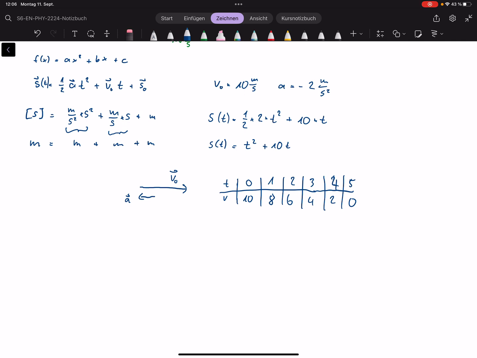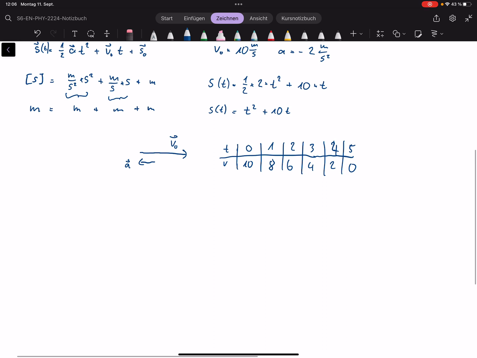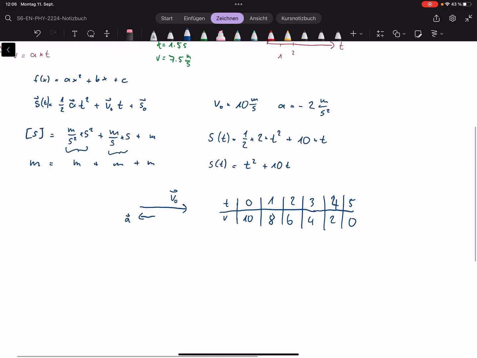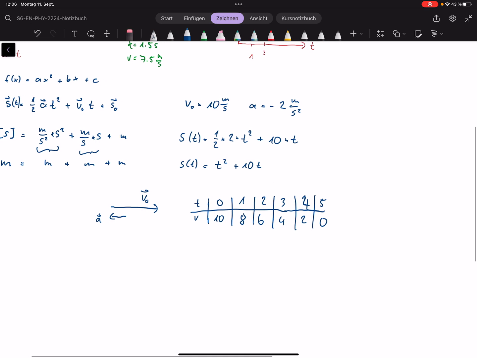Now, oh, I forgot something here. Maybe you've noticed before, there was a -2. So we see here the minus. So here must be a minus.